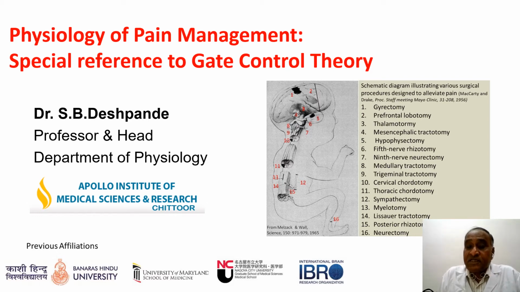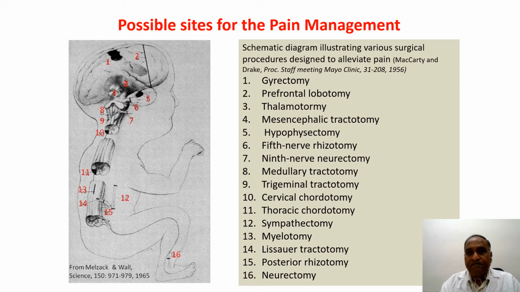describing 16 different surgical procedures that can alleviate pain. It is a continuation of Melzack and Wall's figure. The point number 1 is the gyrectomy. The postparietal gyrus is ablated. That is the sensory cortex S1. Then separate the prefrontal lobe from the rest of the brain, the prefrontal lobotomy, to relieve the pain.